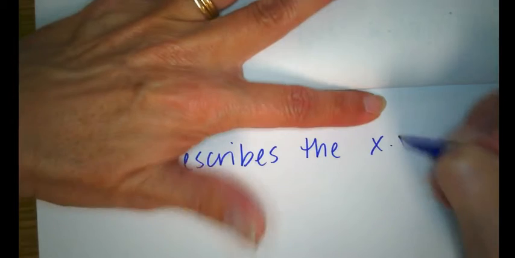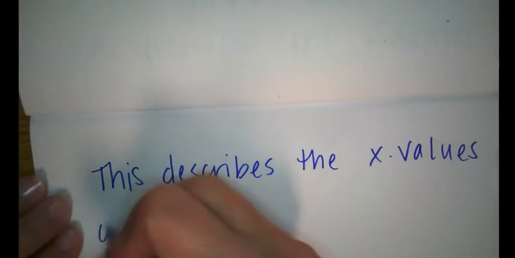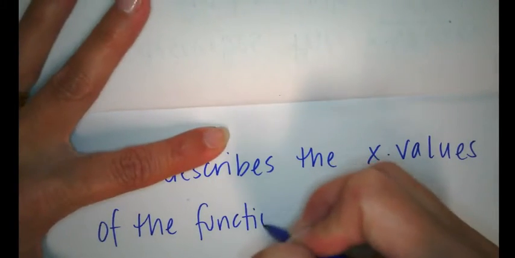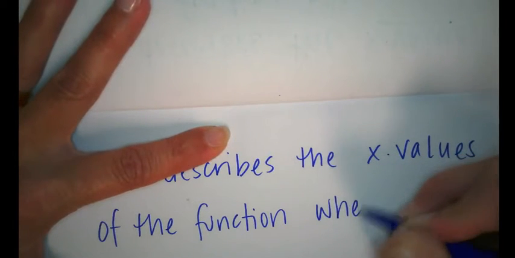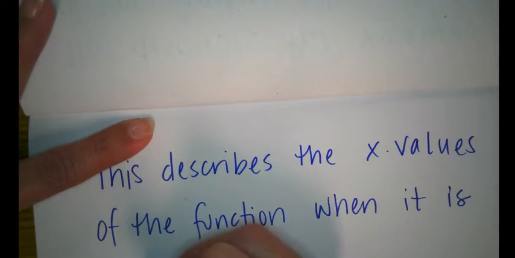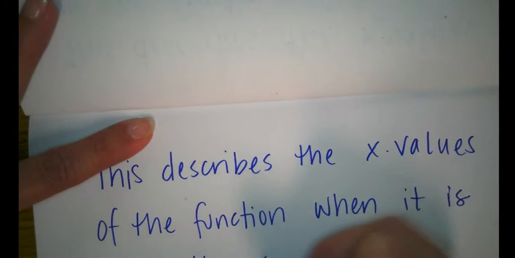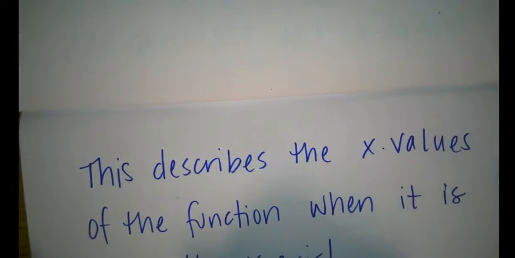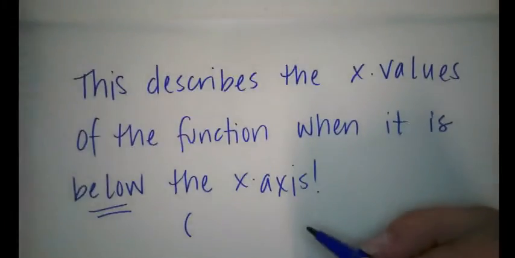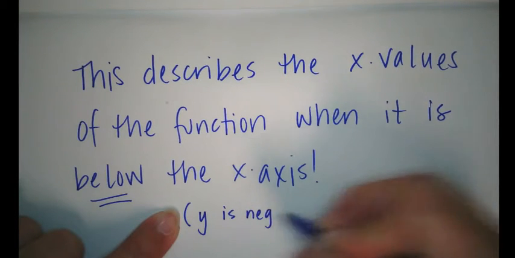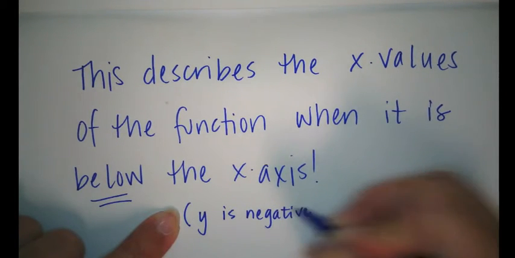the x values. So we're always describing the x values of the function when it is below the x-axis. So what we're looking for here is y when y is negative.